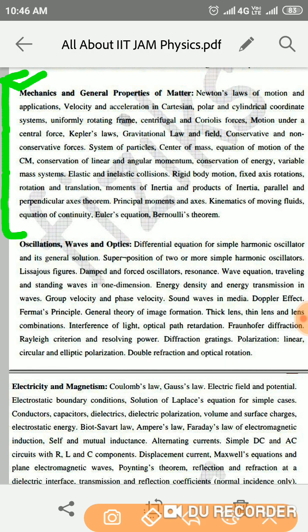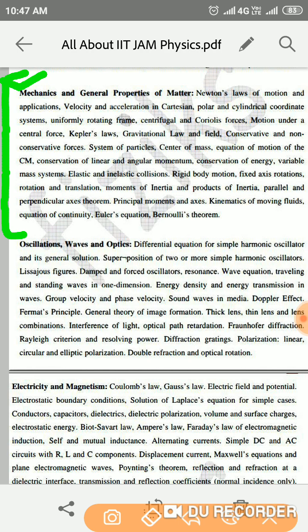First there are basic things like Newton's laws of motion and velocity, and you should be able to write the expression of velocity and acceleration in Cartesian coordinates, polar coordinates, and cylindrical coordinates, etc. Then you should have an idea about uniformly rotating frames, centrifugal and Coriolis force. Coriolis force is a very important one. This year also a question in MSQ type was asked on Coriolis force.